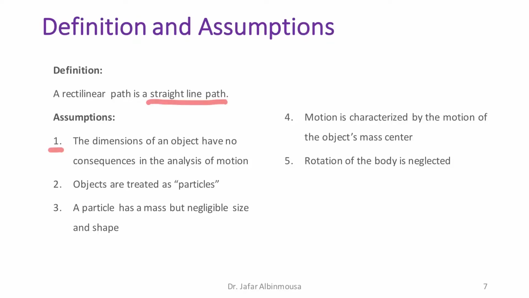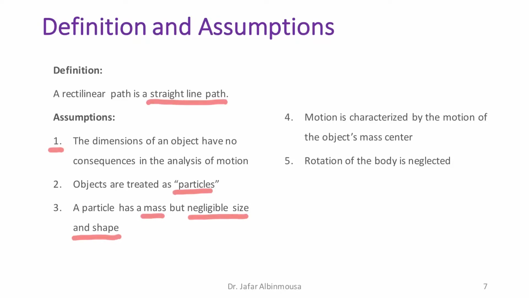The objects are treated as particles, and the word particle is a key word because a particle has mass but negligible shape and size. This is why we treat a rocket as a small particle.